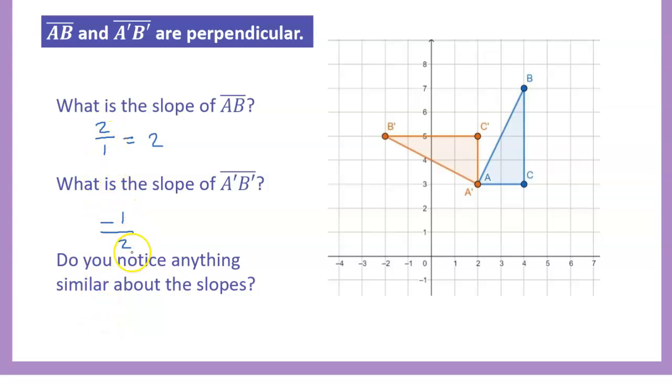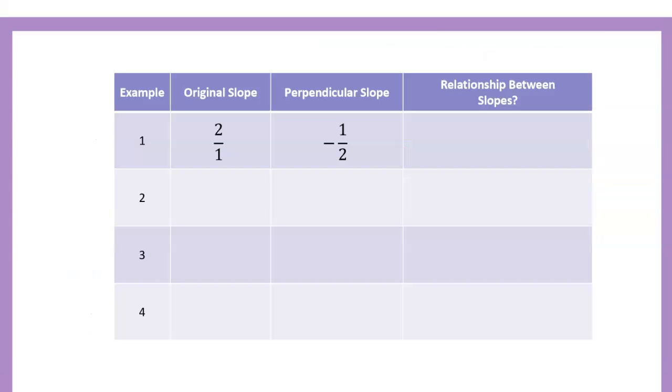Well, 2 over 1 and 1 over 2, they kind of look like they're upside down from each other. And they maybe look like one is positive and one is negative. Those are the things I noticed. Do you notice anything else? So maybe that might give us a pattern. Maybe the slopes of perpendicular lines are upside down and then one is positive and one is negative. Let me think about that. And let's record our slopes for these.